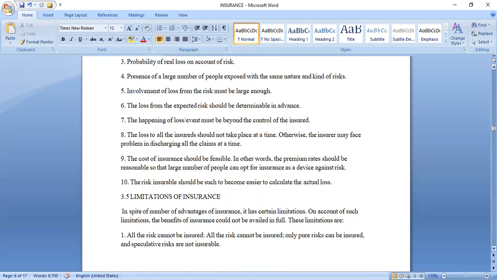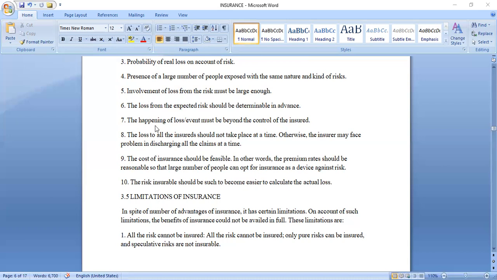Then the happening of the loss or event must be beyond the control of the insured. What this means is that, for example, if an accident occurred, these insurers will come and find out the cause of that accident, maybe a vehicle accident. If you, the insured, were driving while drunk, or driving without a driving permit, who should be liable? They will look at those scenarios. They will look for all reasons of not paying you.